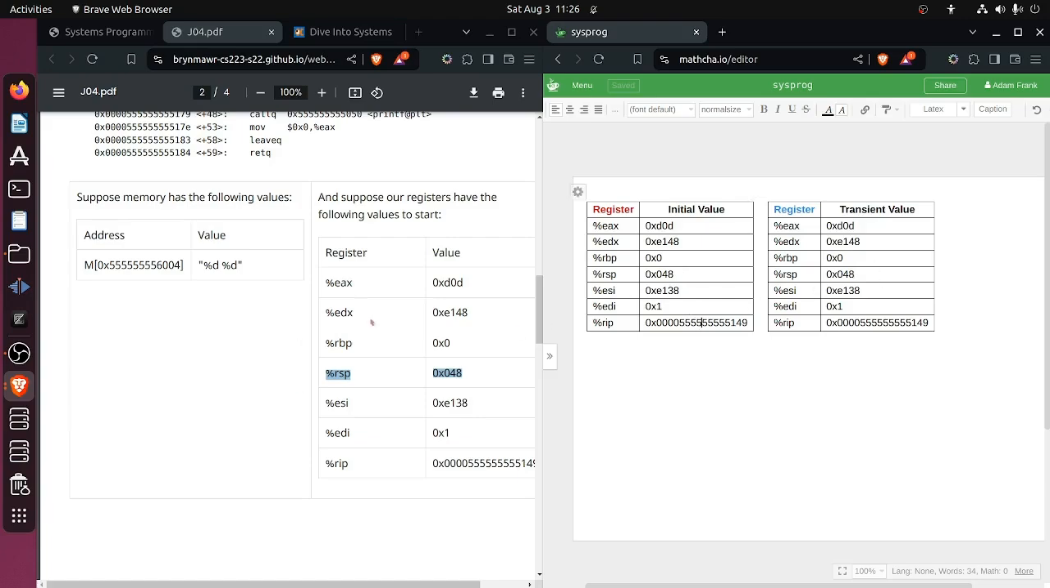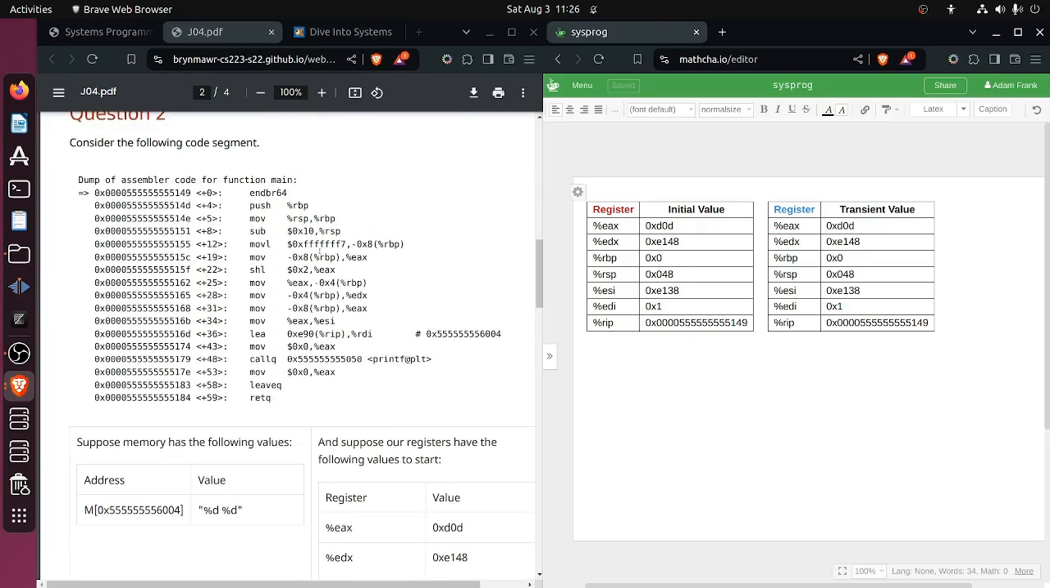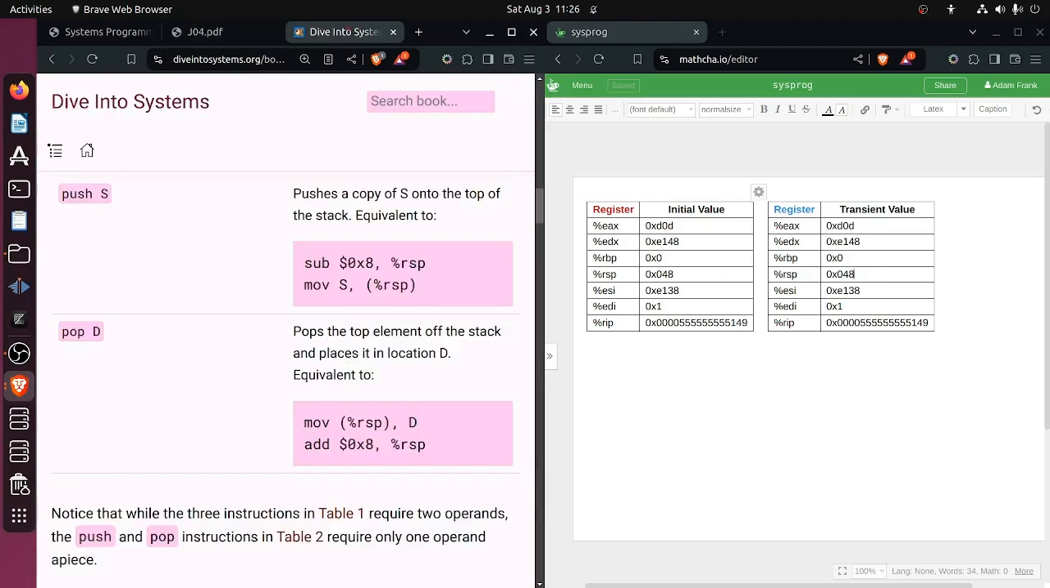So I want to perform this call to push, pushing from the source the RBP value. Let's come back over here and recall what a push does. A push will decrement the stack pointer by 8. So we subtract 8 from the stack pointer, and the new value of the stack pointer is going to be that, because we're subtracting 8 from the old value of the stack pointer.